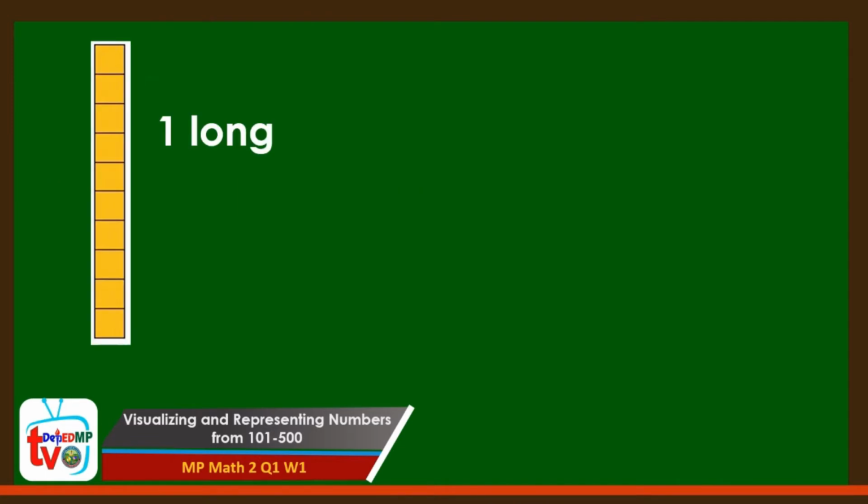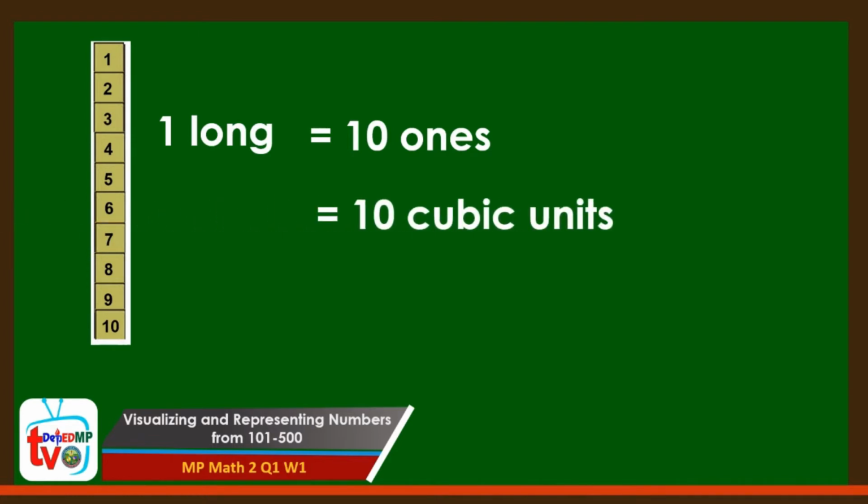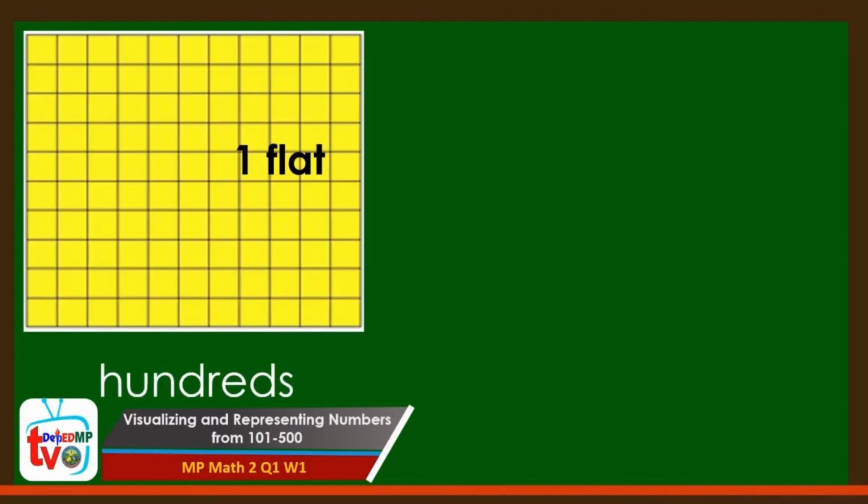1 cube unit is equal to 1 ones. 1 long is equal to 10 ones. So 1, 2, 3, 4, 5, 6, 7, 8, 9, 10. 1 long is also equal to 10 cube units, and 1 long is equal to 1 tens. 1 flat is equal to 1 hundreds. It is also equal to 10 longs.